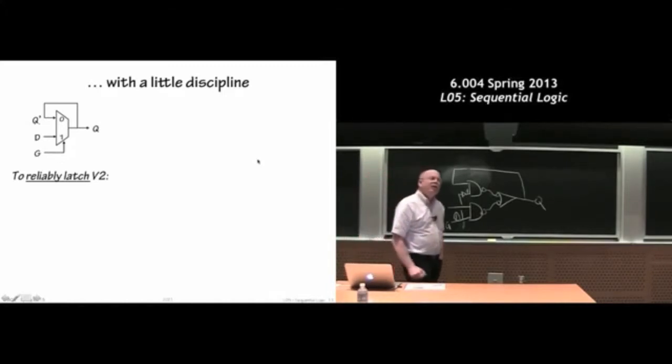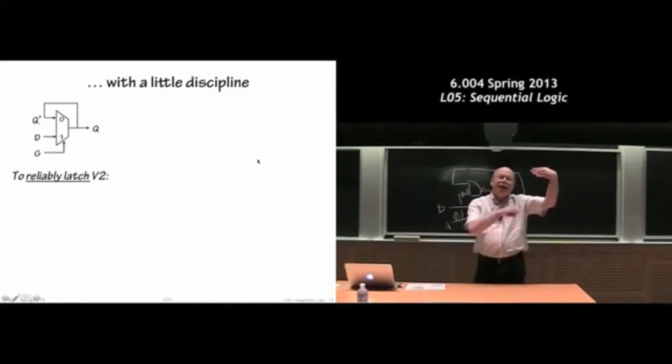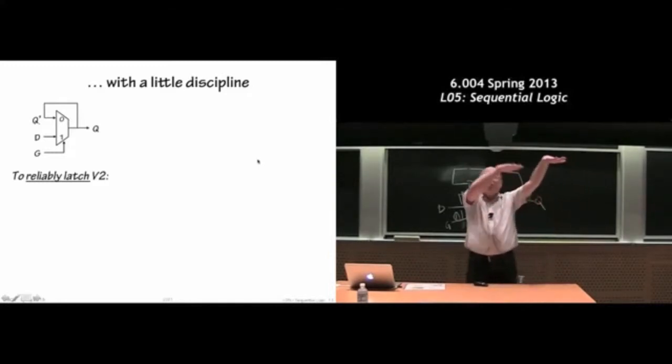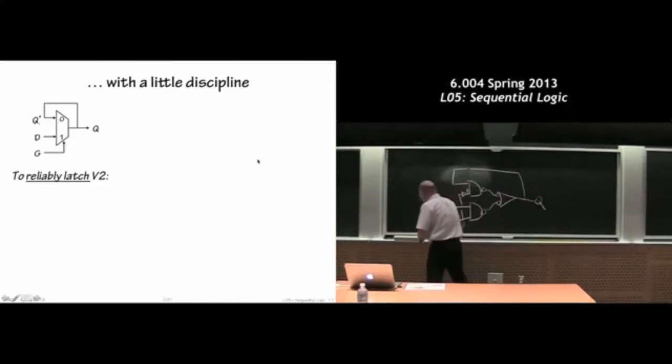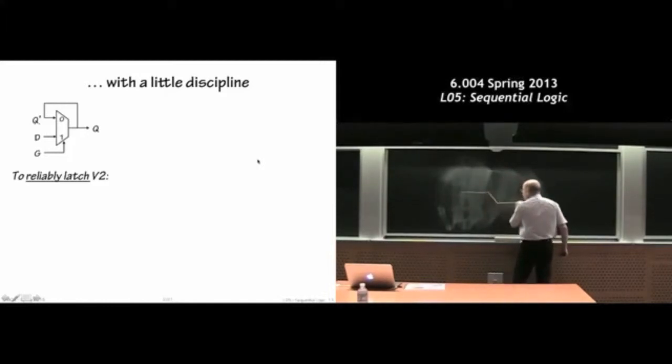And that's the situation: what would happen if D and G, the data input and the gate input, changed at the same time? In particular, we're worrying about when G goes from high to low. So here's the G signal going from high to low. Here the gate is open, and here the gate is closed. What would happen if D decided to change about the same time?